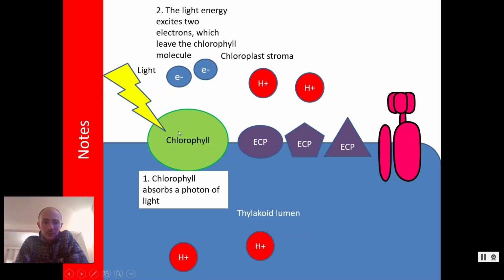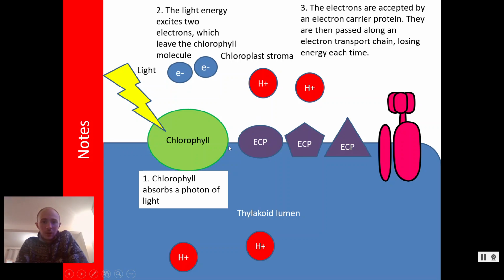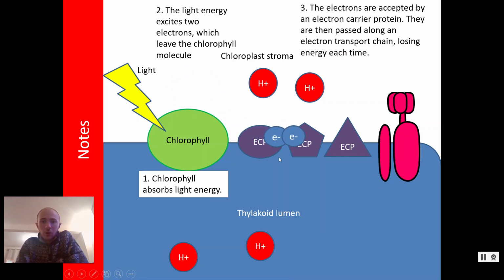So far, light hits chlorophyll. And remember, chlorophyll, if you don't remember from your GCSE, is kind of a green pigment. It's just a chemical that can absorb energy, in this case light energy, and it's going to release these 2 electrons. Now those electrons don't hang around. Electrons don't just hang around, they always attach themselves onto something. In this case, they're going to attach themselves onto these electron carrier proteins. So I hope that I will be demonstrating that in this PowerPoint. Yes, there we go. And they're going to be passed along.